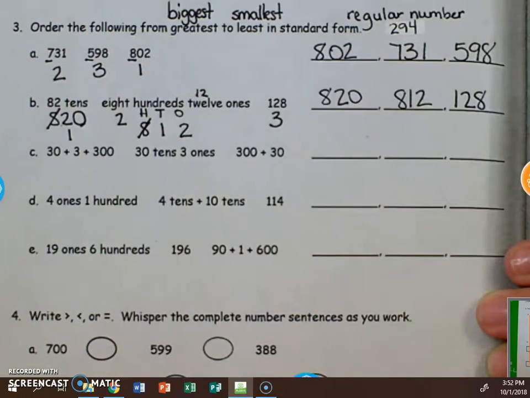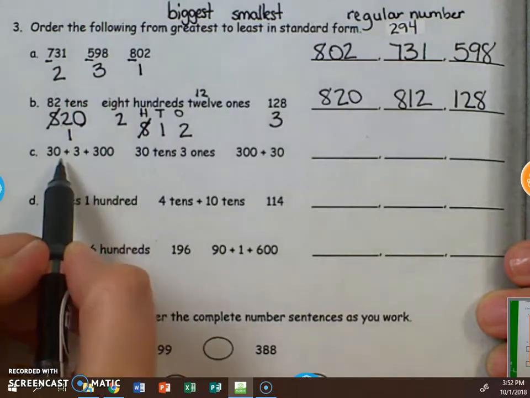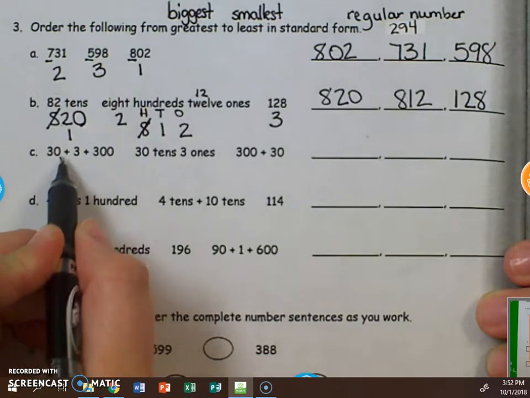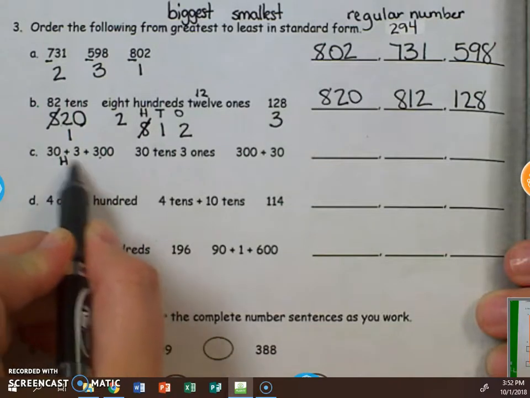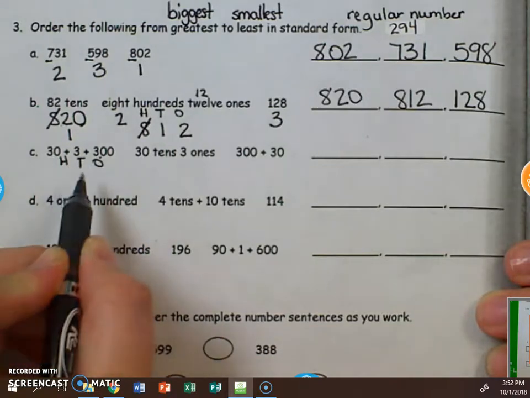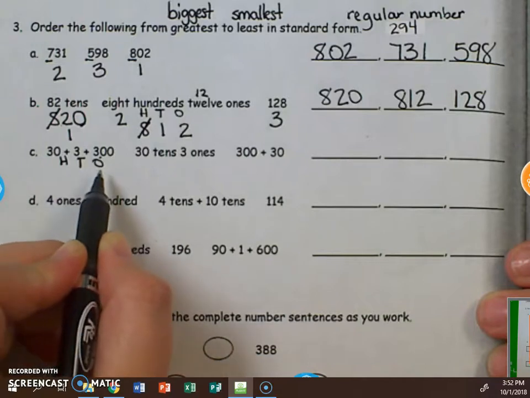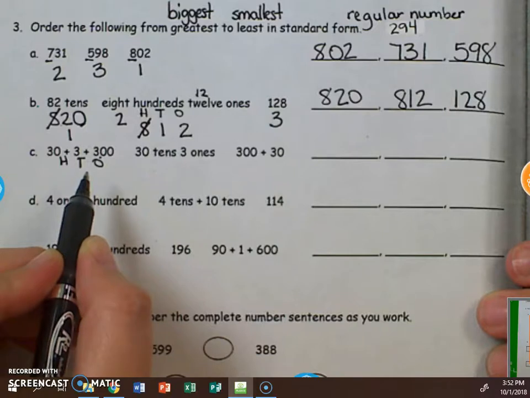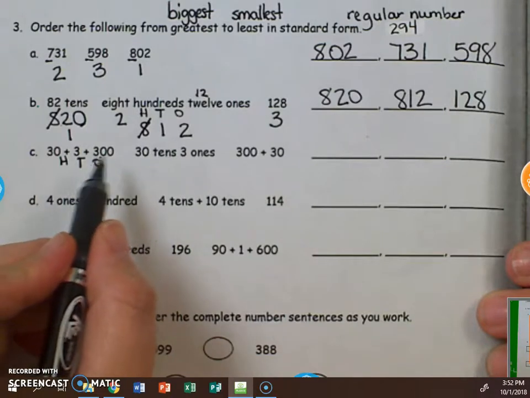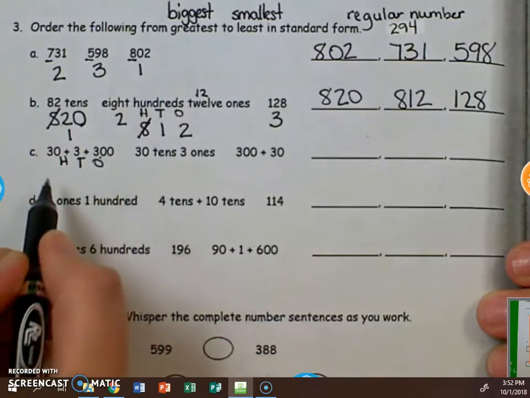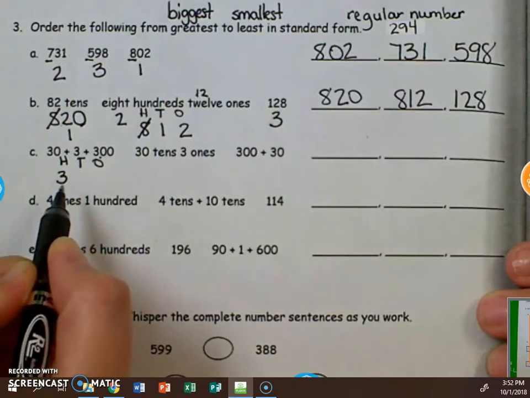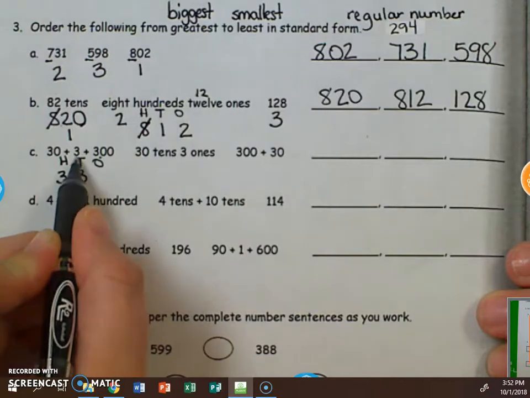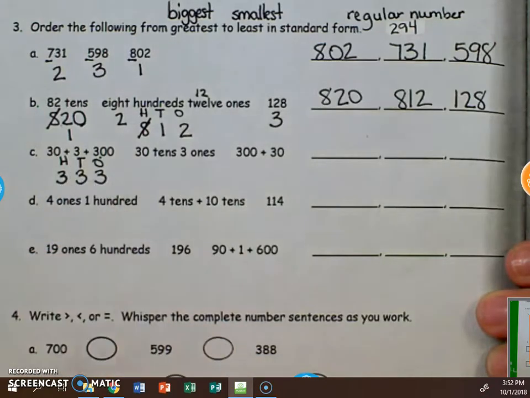Let's look at another one. We have 30 plus 3 plus 300. This is expanded form. We know that we have hundreds, we have tens, and we have ones. If students need to write an HTO to get their numbers organized, we encourage that. If they can do it without it, that's great too. So we're going to look at the hundreds first. We have 300. So we know we need to put a 3 in the hundreds place. We have 3 tens. We put a 3 in the tens place. And we have 3 ones.